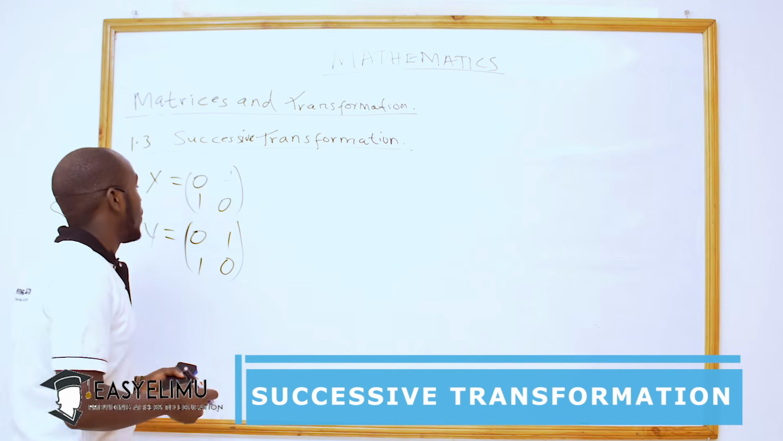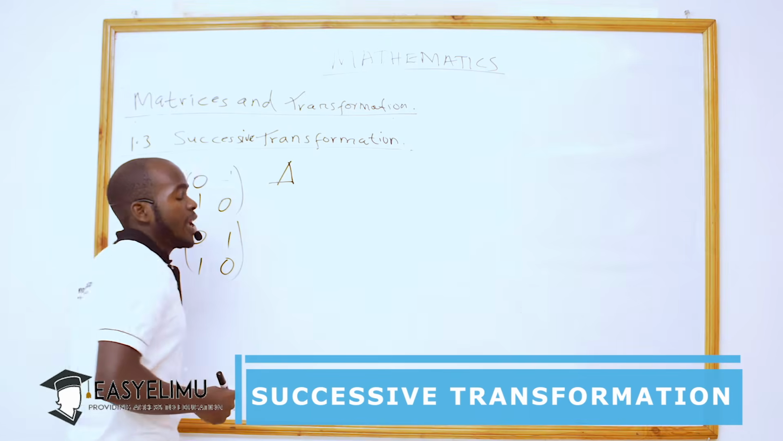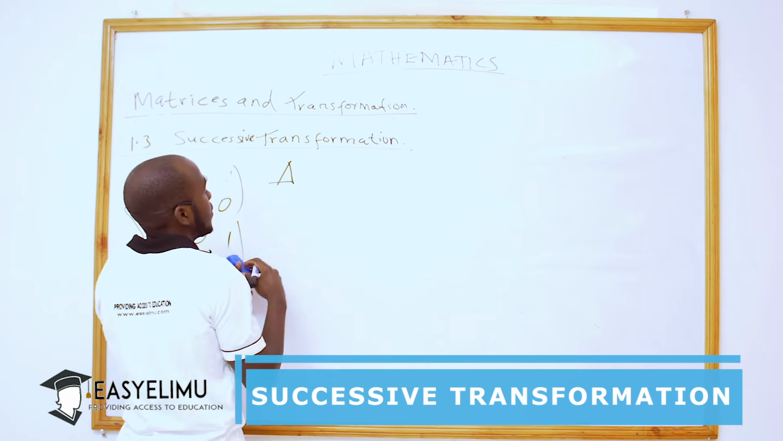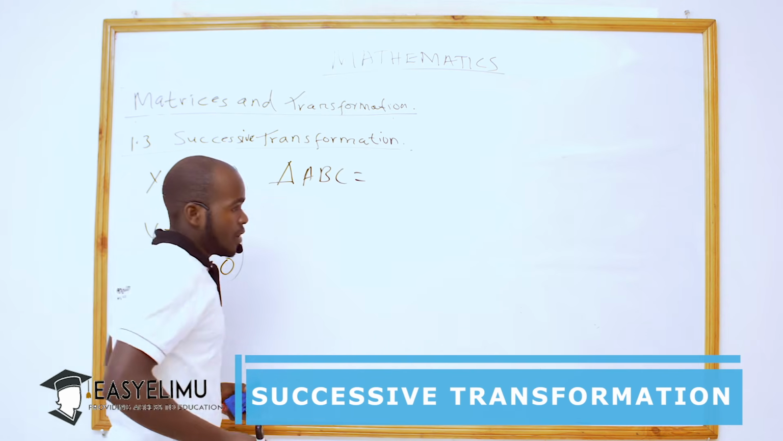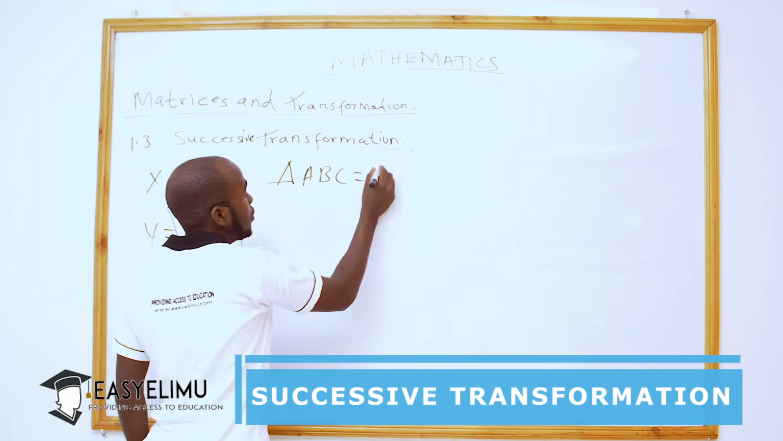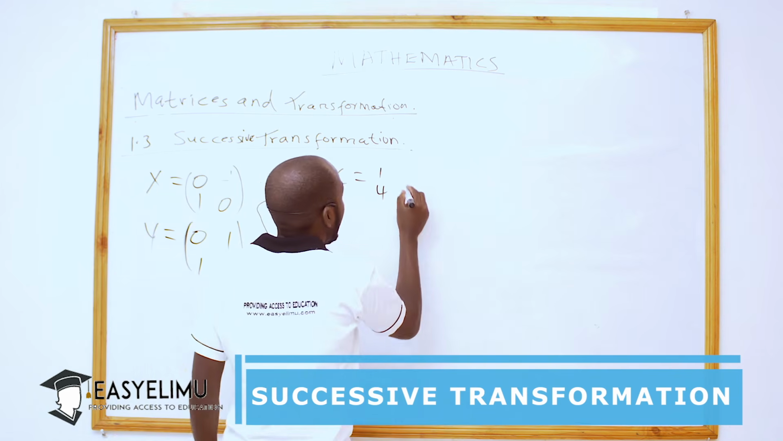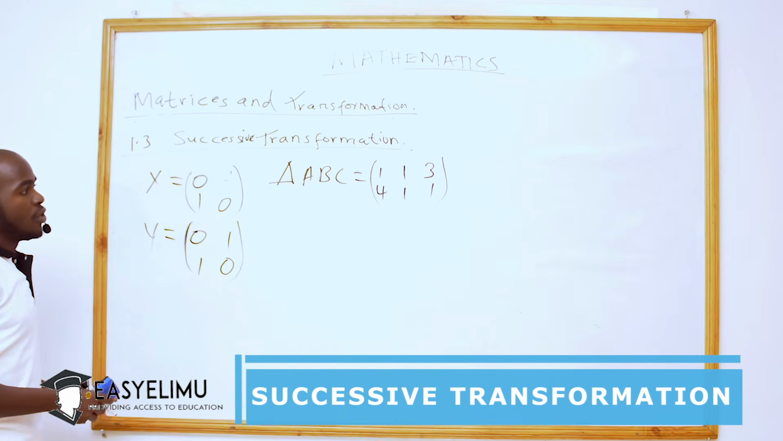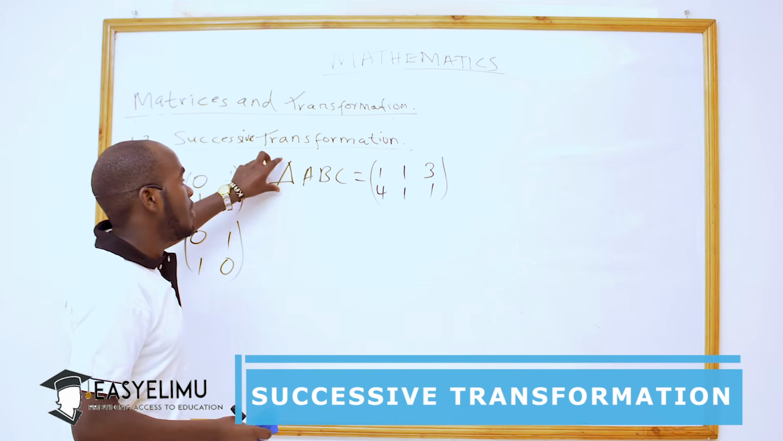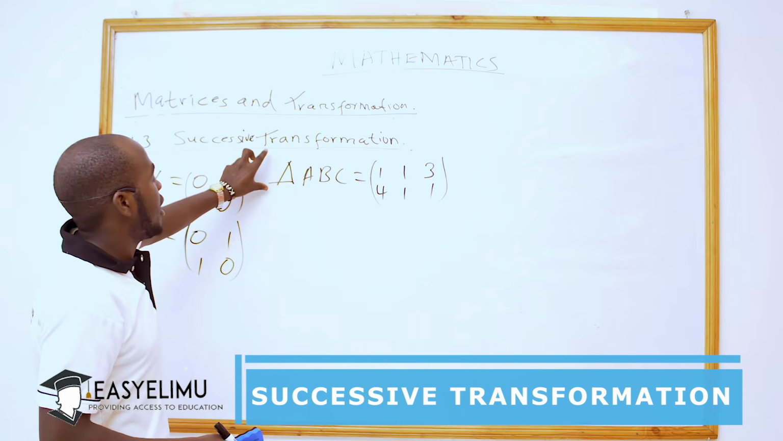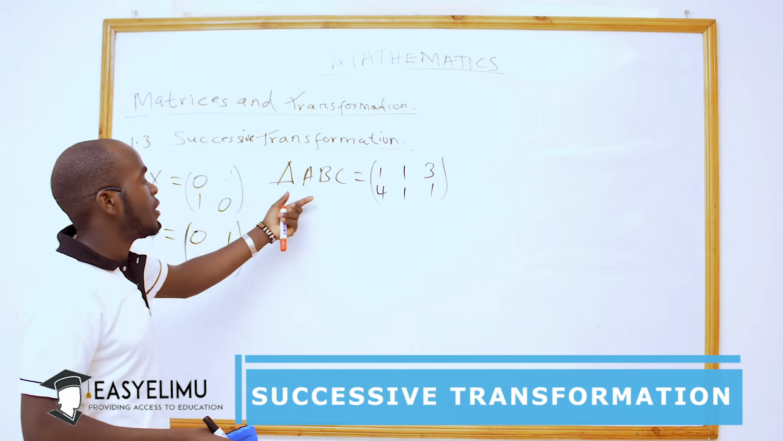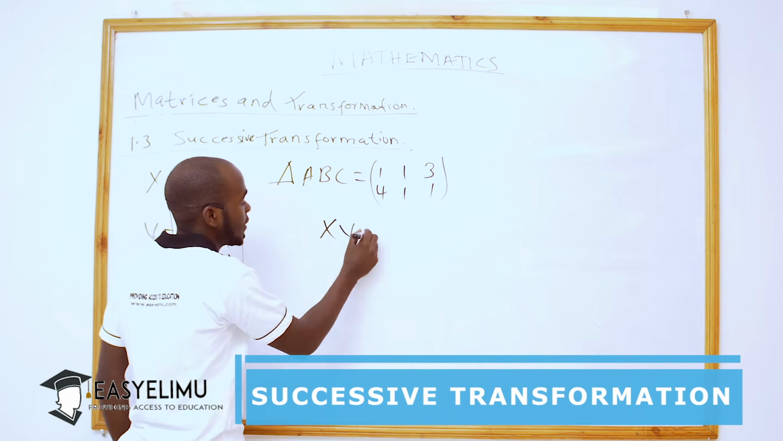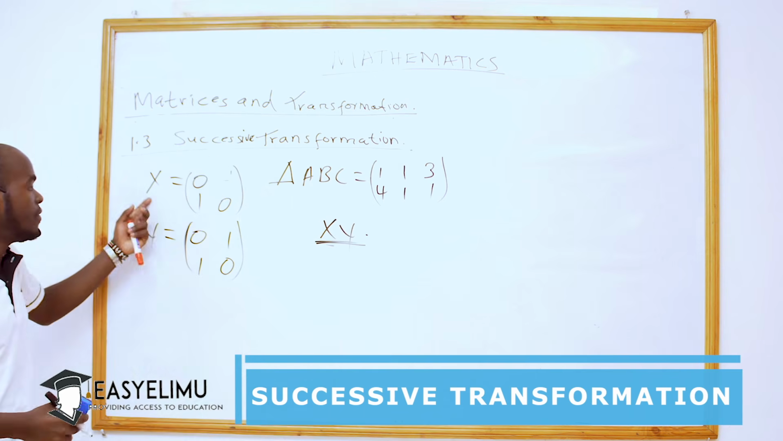or a trapezium or a parallelogram. I will take a triangle with the vertices A, B, C, having a matrix of 1, 4, 1, 1, and 3, 1. Now, you have been told to find the image of the triangle ABC through a successive transformation of X, Y as given here.